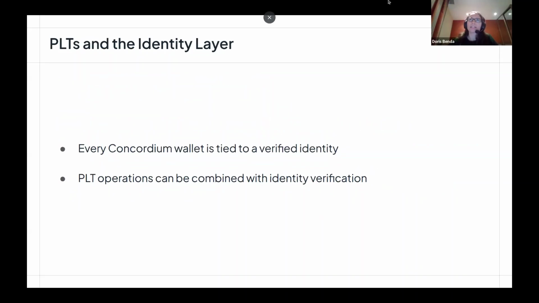Now in the next part, I will try to combine the previous workshops that we had about identity layers and ZK proofs with PLTs, and show you how these two things work together. So in Concordium, we have this identity layer, which is quite unique. Each crypto wallet has real world identities behind it. Think about your passport being in the wallet, and you generate ZK proofs about these accounts or identities you hold in your wallet. At the same time, you also use these PLT operations.